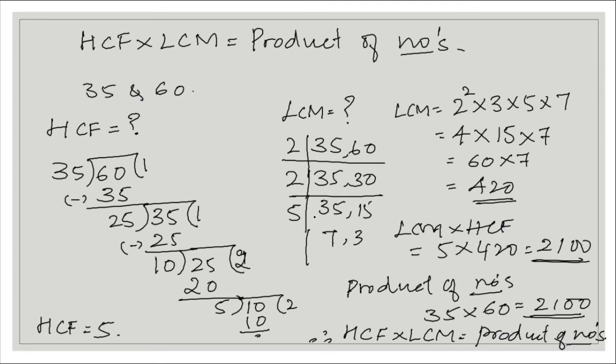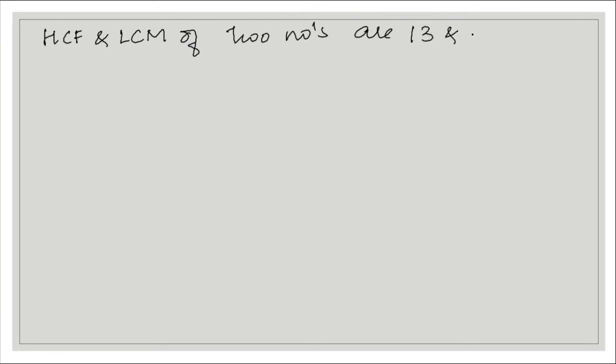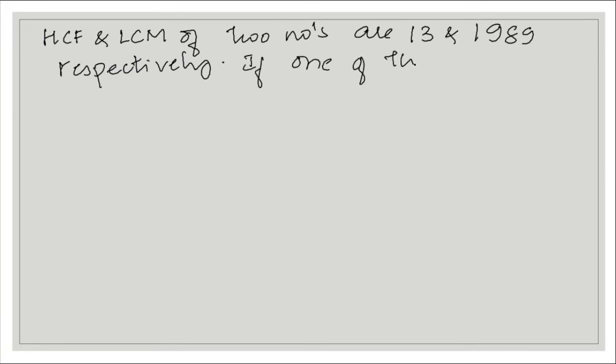So for example, I'll give a question. The question is, the HCF and LCM of two numbers are 13 and 1989 respectively. If one of the numbers is 117, determine the other.